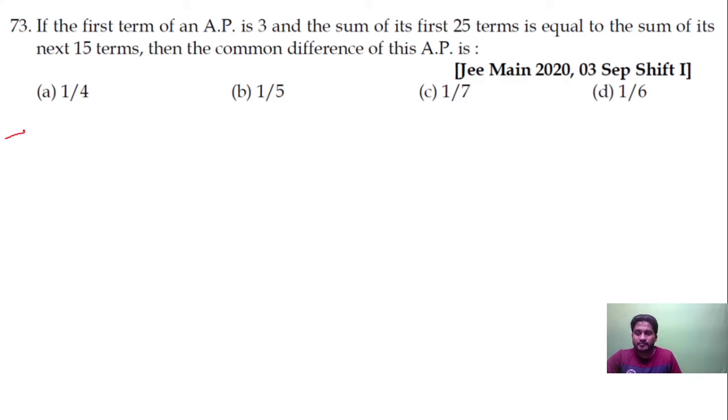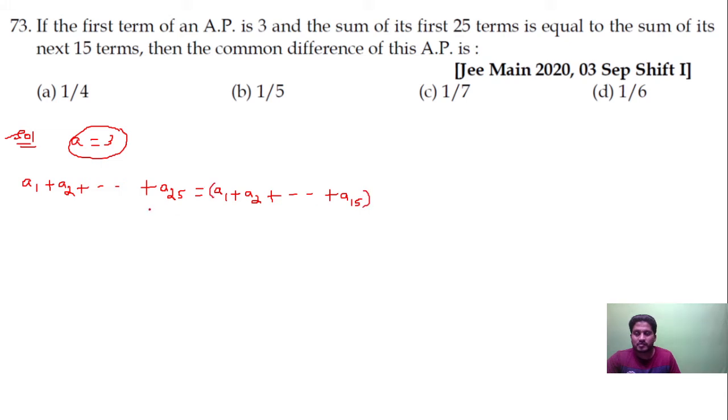Let's move to the next question, guys. If the sum of first term of an AP is 3, so this means that A equal to 3. Okay, and then sum of first 25 terms is equal to sum of next 15 terms. Sum of first 25 terms will be A1 plus A2, okay, and so on up to A25.